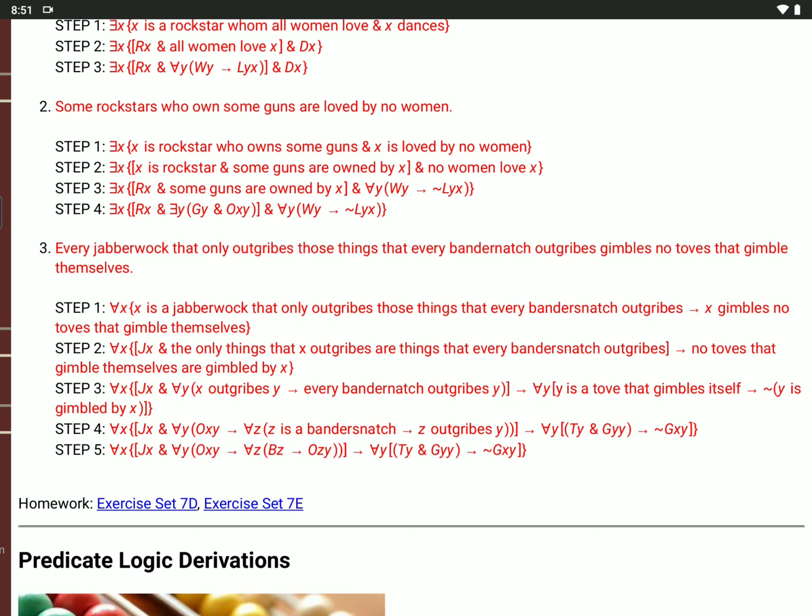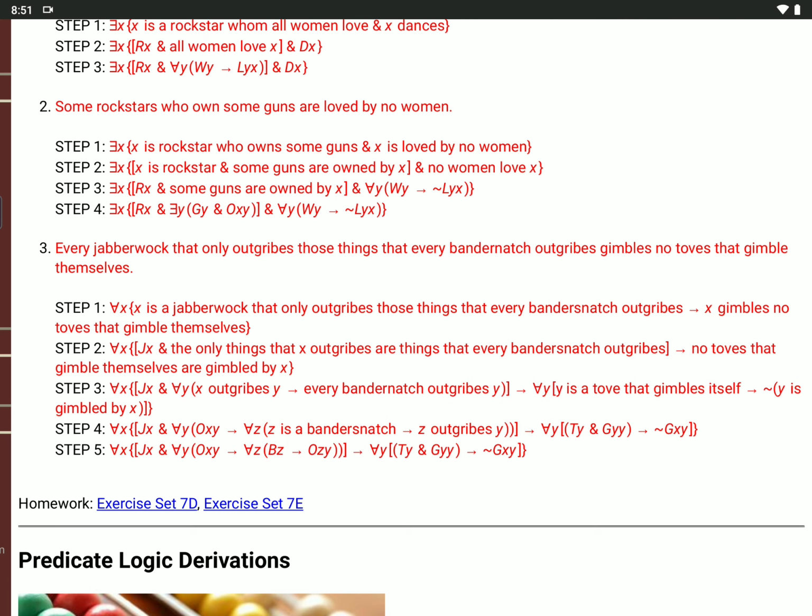You can leave that for now. And then no women love X: for all Y, Y is a woman, that's not the case that Y loves X. And then just the last piece to do is some guns are owned by X. There is a Y, Y is a gun, and X owns Y. So notice I'm using the Y quantifiers when I'm translating things about the internal quantifiers.